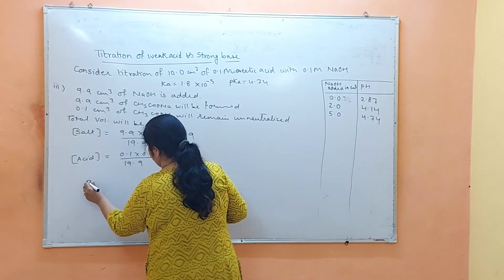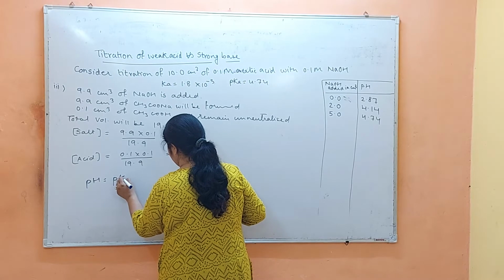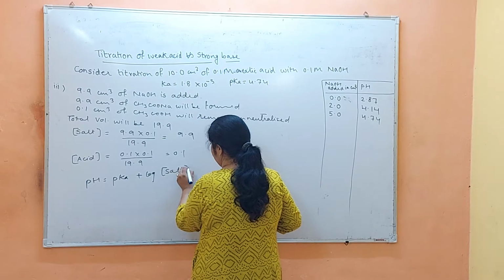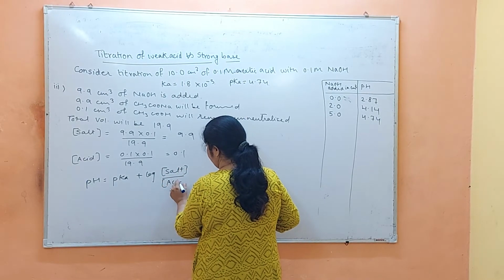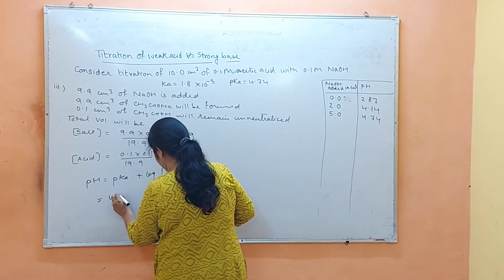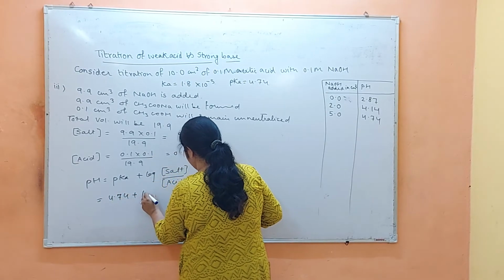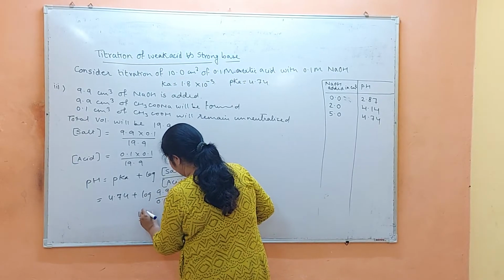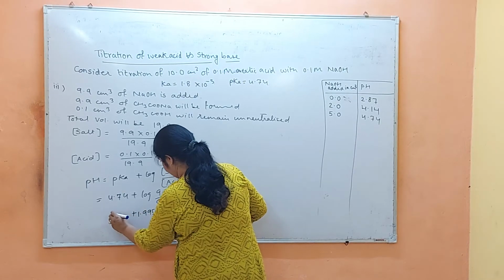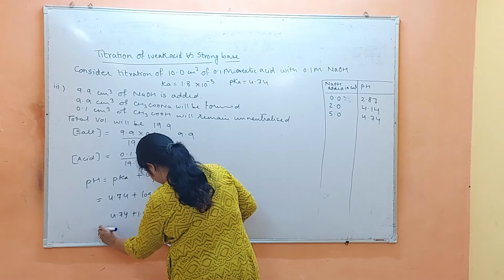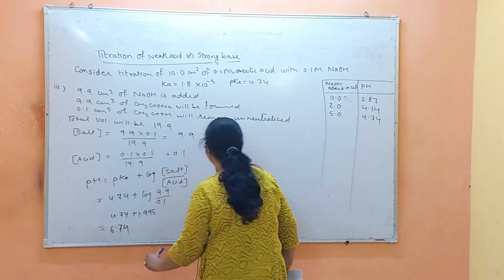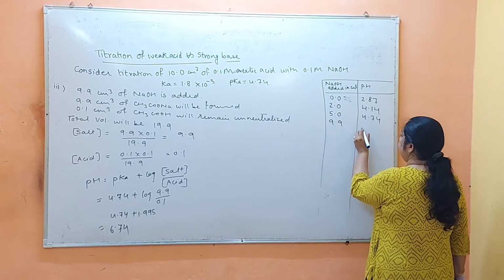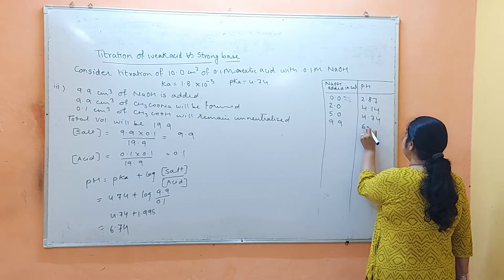So pH is equal to pKa plus log salt by acid. So pH will be equal to 4.74 plus log 9.9 divided by 0.1. So it comes out to be 1.995. So pH will be equal to 6.74. So when you add 9.9, pH will be equal to 6.74.